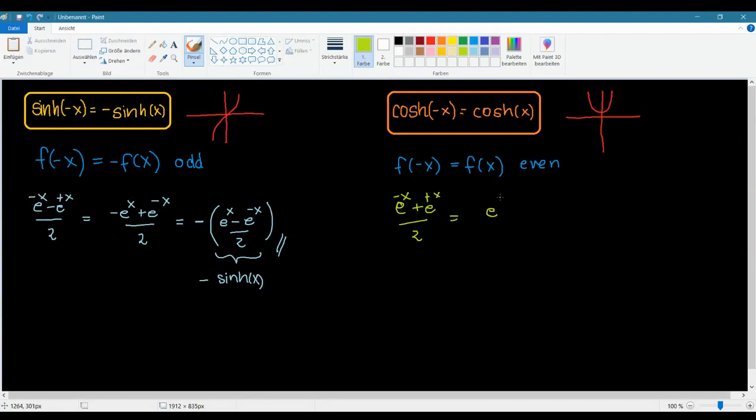And now what do we do? Well, we rearrange. e to the x plus e to the negative x is just what we have here, right? We're just switching them around like we did over here, over 2. Well, that's just hyperbolic cosine x. It's the exact same thing, right? So we have proven that hyperbolic cosine of negative x is just hyperbolic cosine x. So this identity is also true.